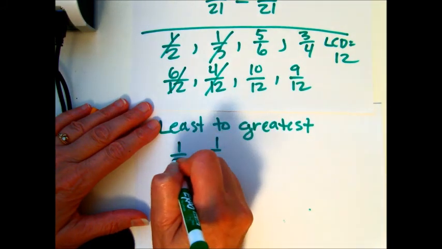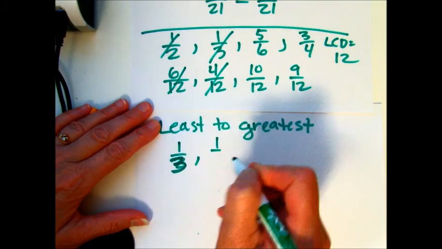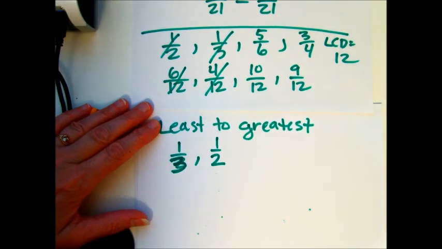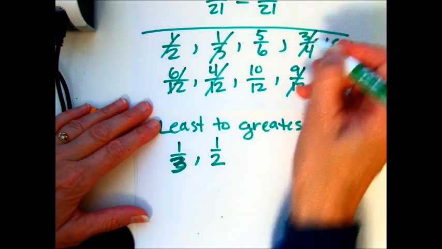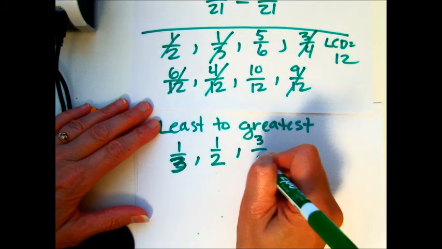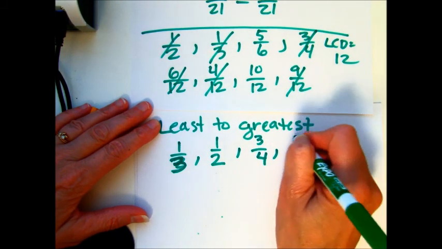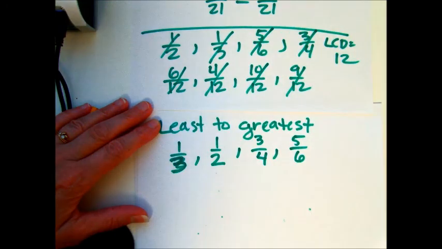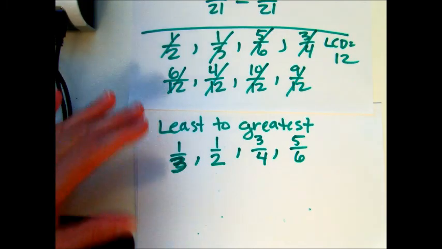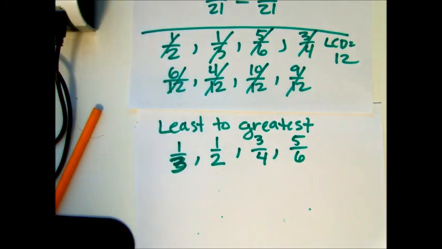Whoops, let me change that. Then we would have the 9/12 or the 3/4. And then the last one would be 5/6. Okay? So you'll have some problems like this either on the homework and/or a quiz.